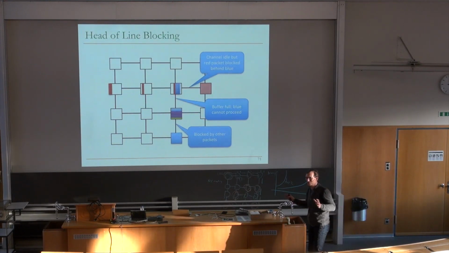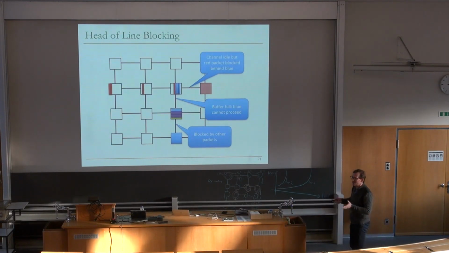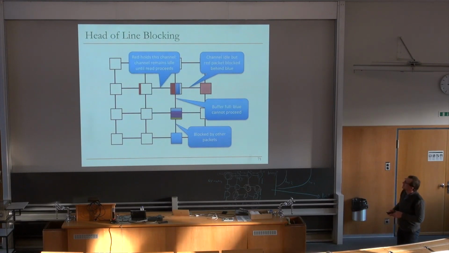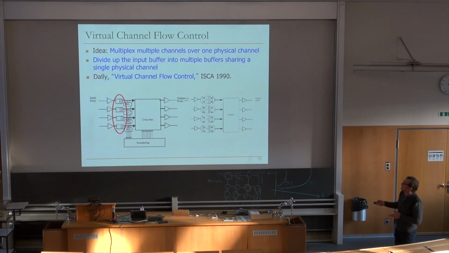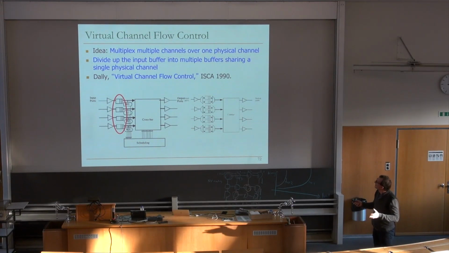So you may think that, oh, this is stupid. Why don't we have an arbiter that's more complex? And yes, that's right. You need to have an arbiter that's more complex, but if you don't want to increase complexity too much. And then the red holds this channel. The channel remains idle until the red one proceeds over there. So one solution to this is called virtual channel flow control. The idea is very simple. You don't have a single FIFO queue to look at, to arbitrate. You basically have multiple FIFO queues for each input port. That's the idea.